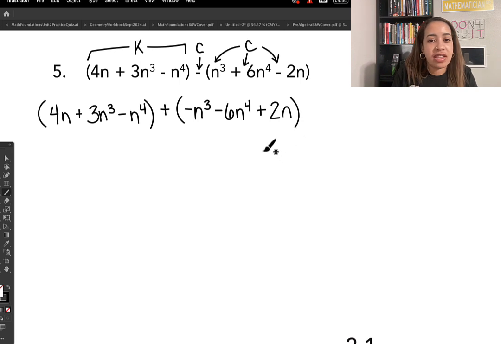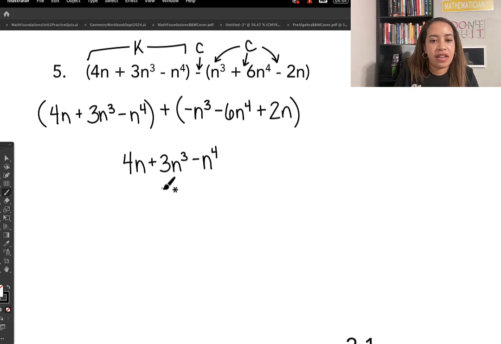Now that we have changed the entire thing into addition, we can stack up the pieces that look alike. I'm going to start by copying down that first polynomial, 4n plus 3n to the third power minus n to the fourth power. I see a negative n to the third power. That matches with our positive 3n to the third power. Those are like terms because they have the same variable and the same exponent. So here's my negative n to the third power.